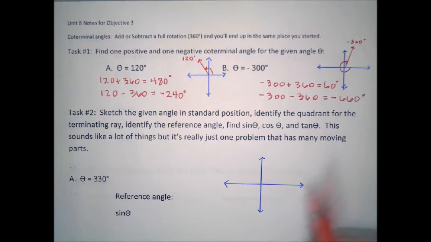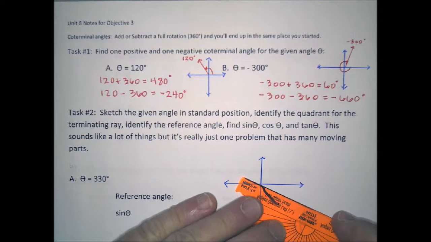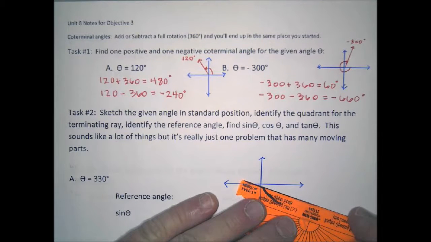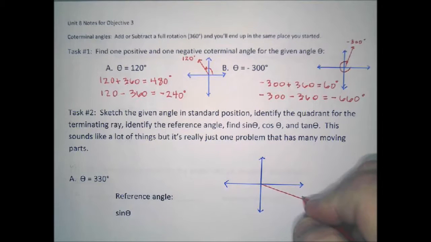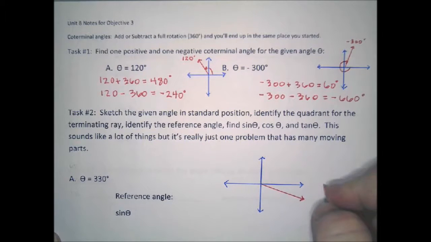So 330 degrees would be, start here, it's positive. So 90, 180, 270, 360 would be going all the way around, but we didn't make it all the way around. We only made it 330 degrees. So we almost made it around, but we didn't. So we already know that we're in quadrant 4.